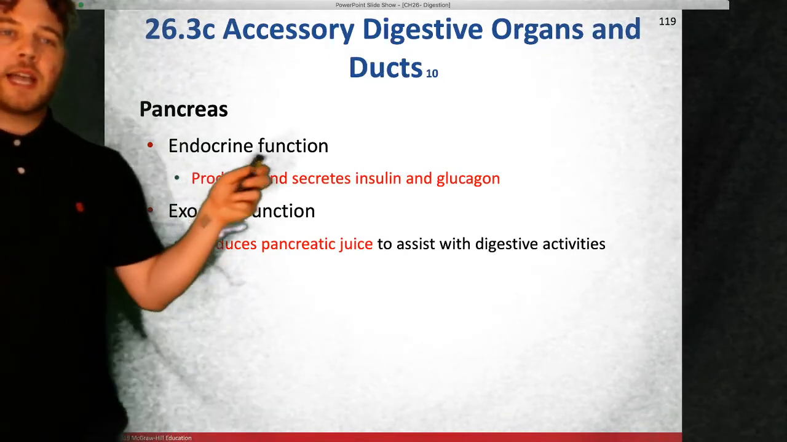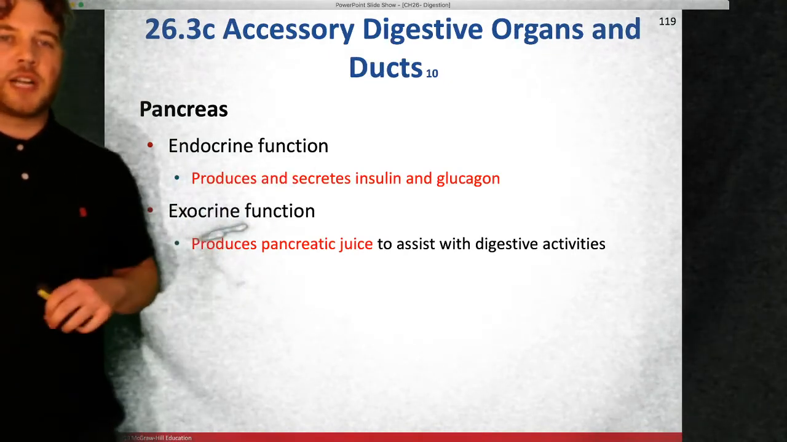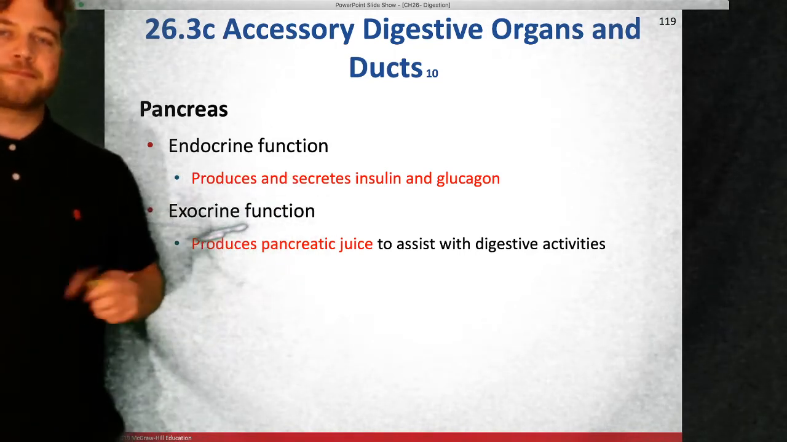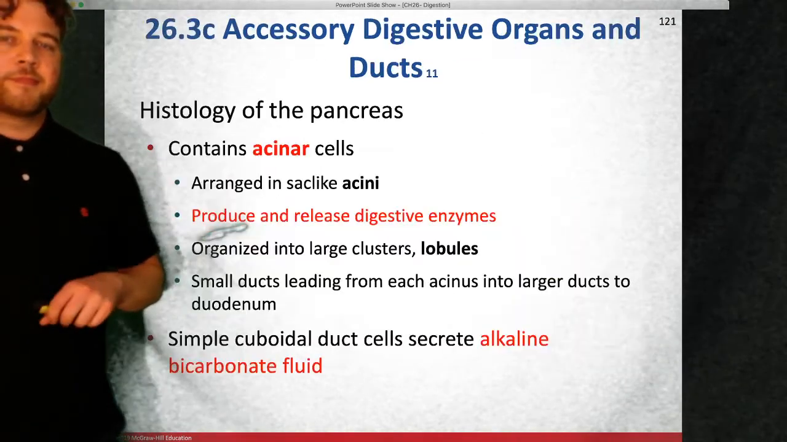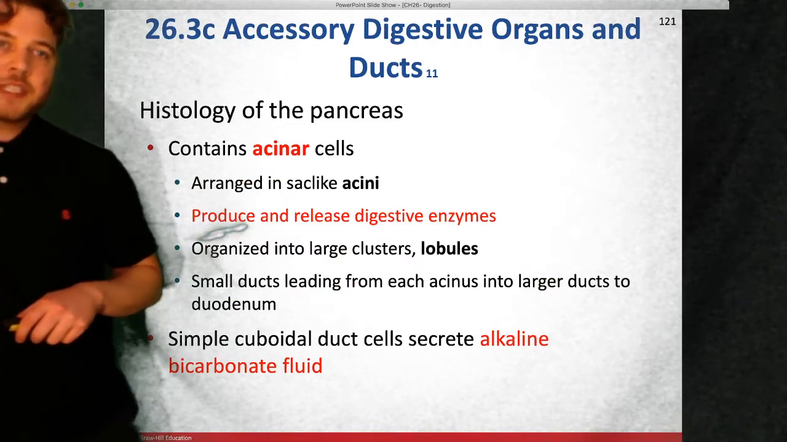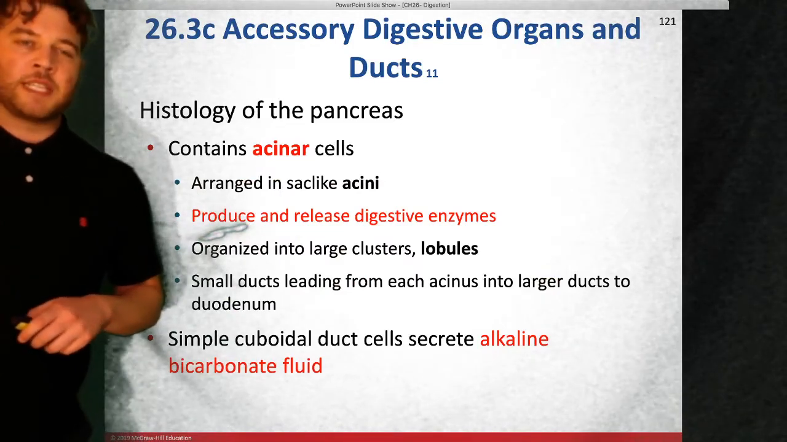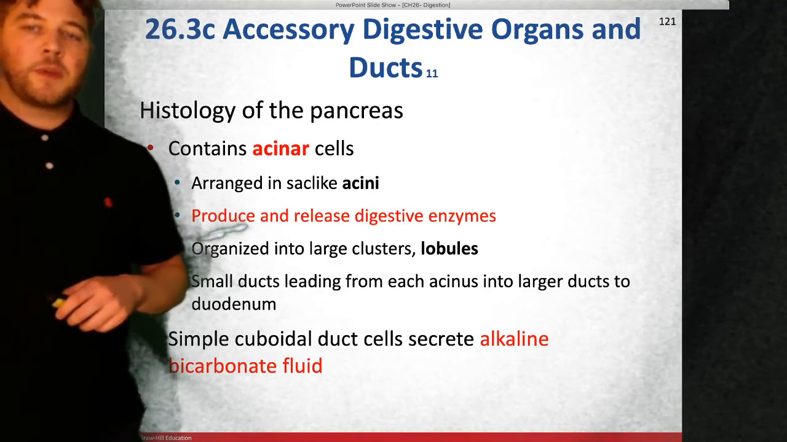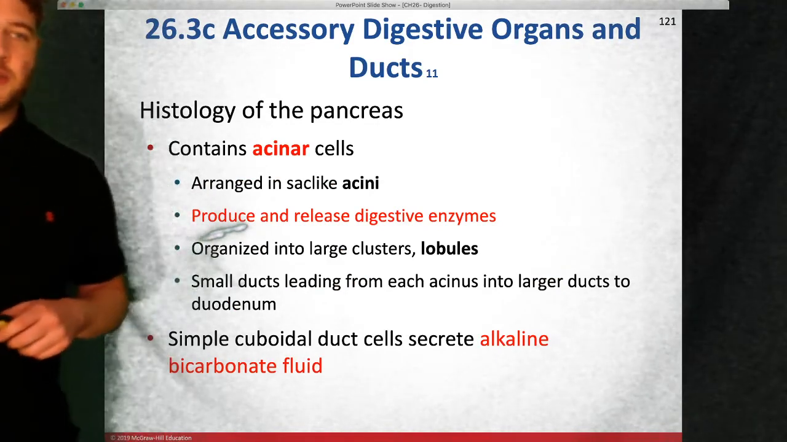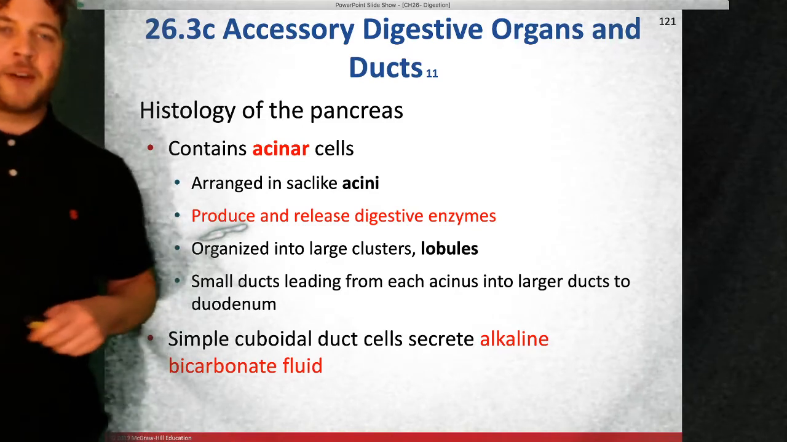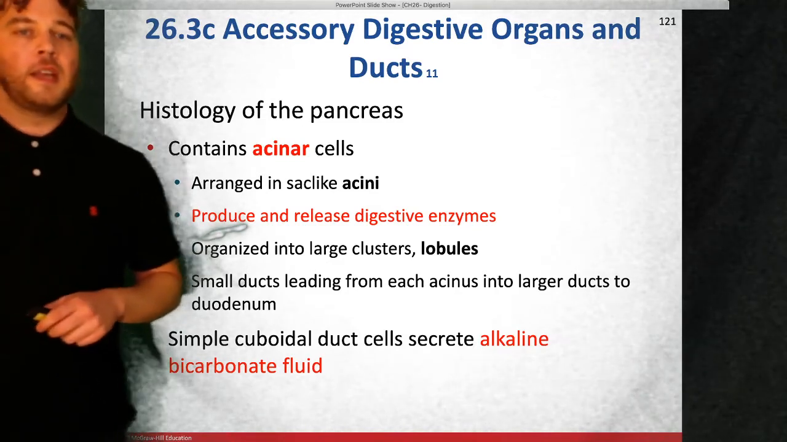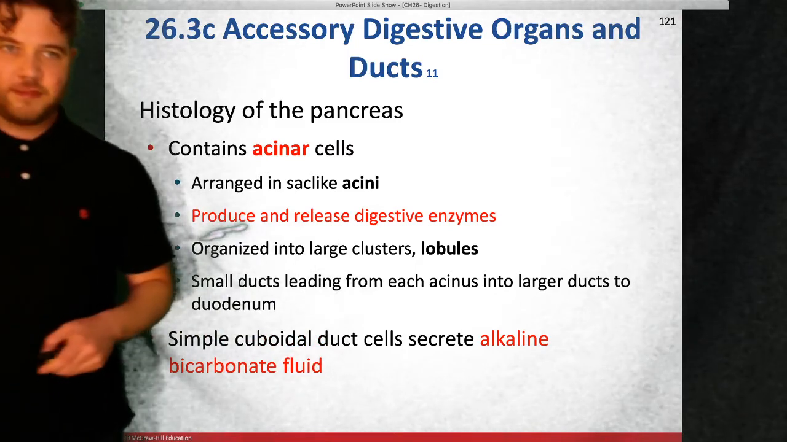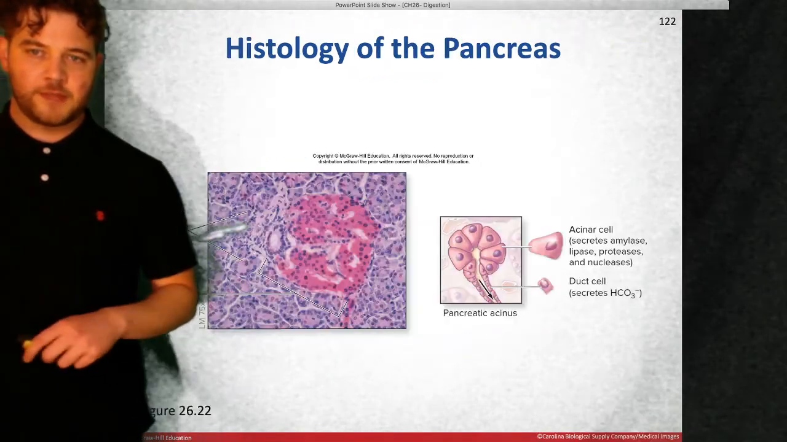Your pancreas has endocrine functions of insulin and glucagon for blood sugar regulation and exocrine functions making pancreatic juice. The acinar cells produce and release digestive enzymes. They are organized into lobules. They have small ducts leading into the larger duct of the duodenum, that main pancreatic duct. There are simple cuboidal cells that are secreting alkaline bicarbonate fluid. That's part of your pancreatic juice.